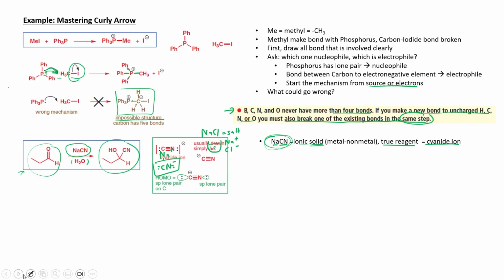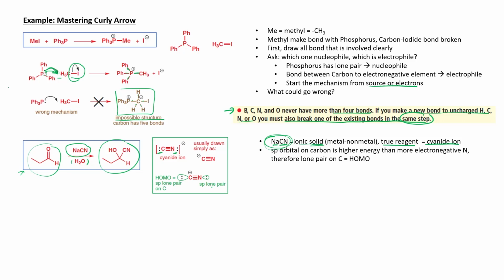So okay, there's too much there, so let me remove this thing, erase. So this is cyanide. We have learned this before actually, just to recap a little bit. So cyanide ion: you have a lone pair on the C, a lone pair on the N, and then this negative charge constitutes two extra electrons. The sp orbital for the carbon is higher in energy than the more electronegative nitrogen. Therefore, the lone pair on C is the HOMO.